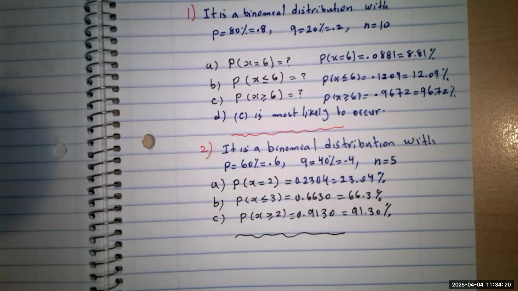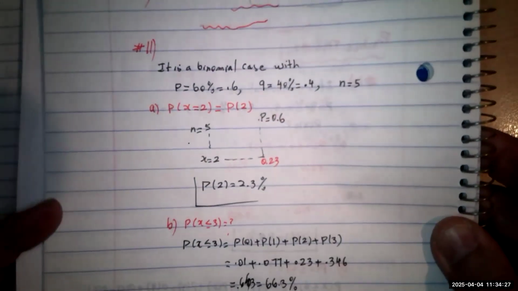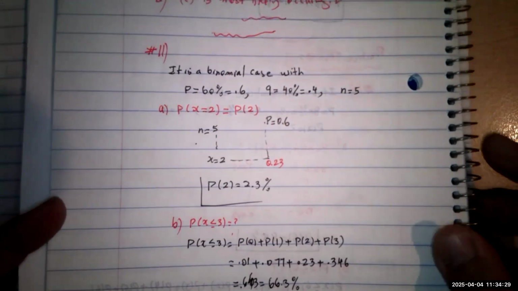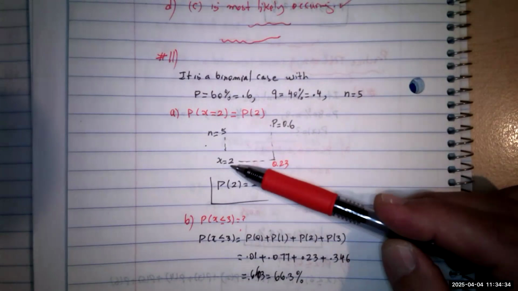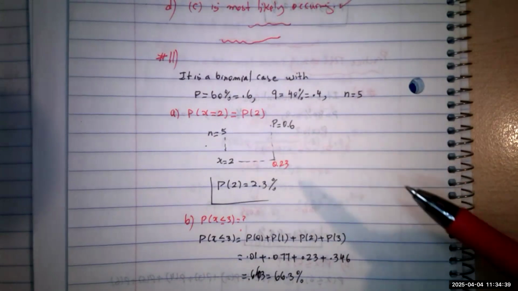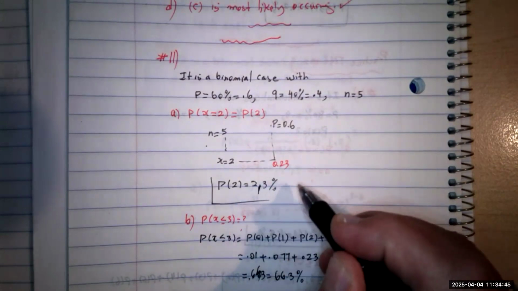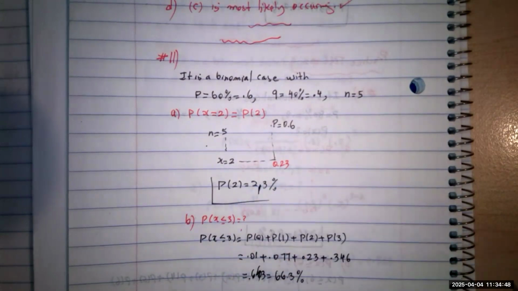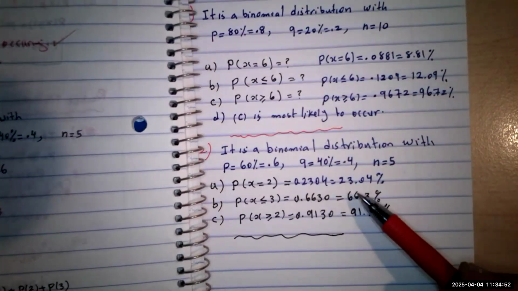Okay? So again, if you use it with a calculator, and if you watch my recording, you will see this. If you do it with a calculator or just a table from your book, this is the sample size in your book. You get the x of 2 and the p of 60%. So that's going to be 0.23. 0.23 would be the same as 23%.